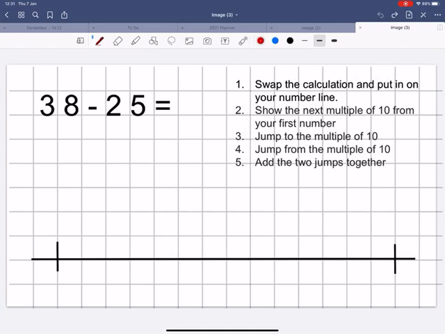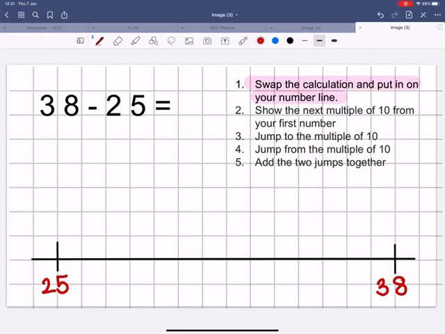So to start with, our first step, we are going to swap the calculation and put it onto our number line. So we are going to put 25 first, and we are going to put 38 second. So that is how it would sit on our number line, because a number line goes up in value, so the numbers get larger.